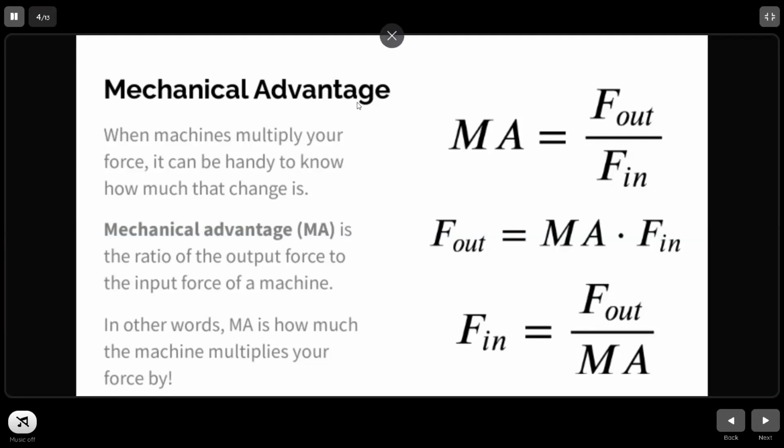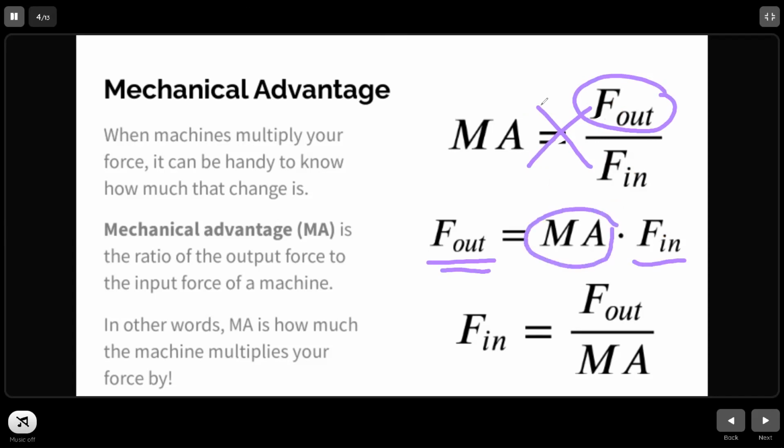As you see here, mechanical advantage, MA, is the output force over the input force. So you can multiply them by cross product. The output force that you get in any system will be the mechanical advantage of the system times the force input. Or the force input will be the force output over the mechanical advantage.